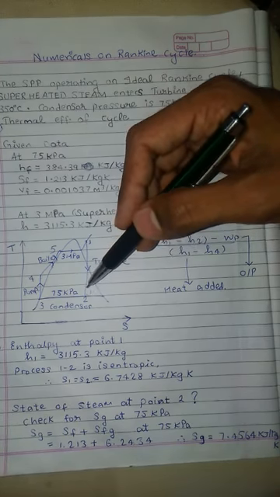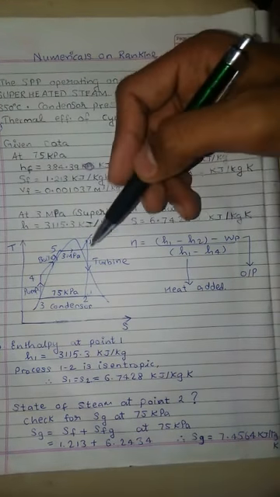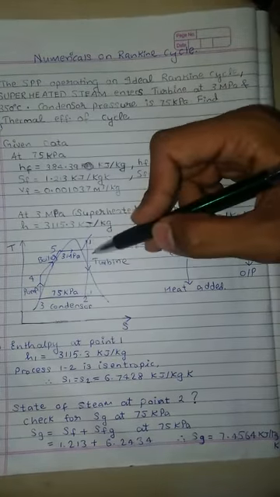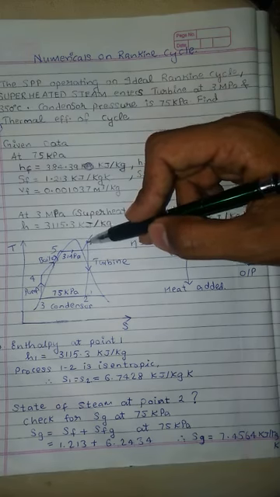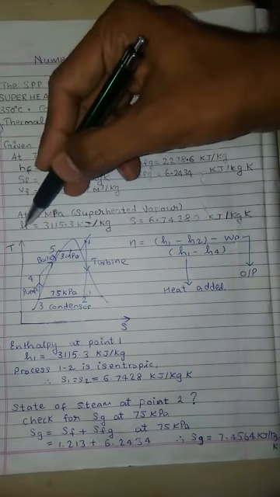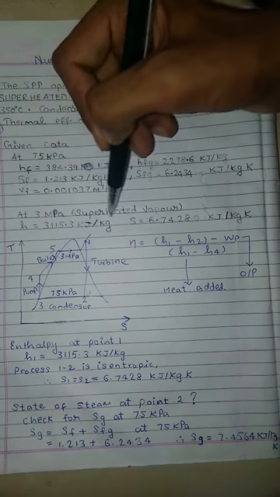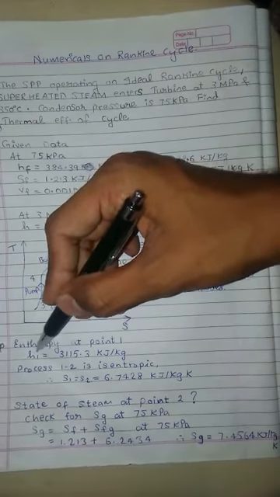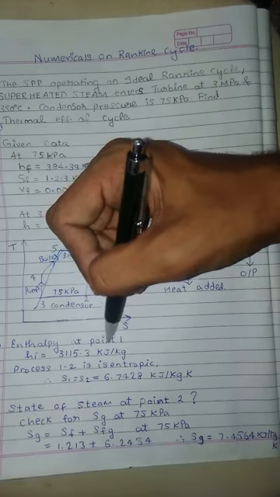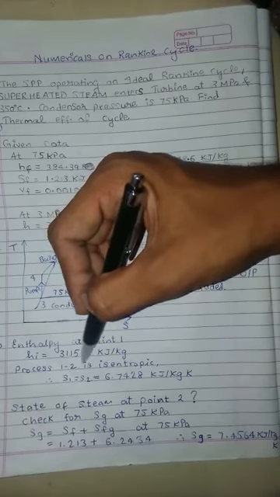We will see it further. Before that, let us find out the enthalpies at point 1. At point 1, as you can see, there is superheated vapor at 3 megapascal pressure. So at 3 megapascal, the enthalpy is directly given as 3115.3 kilojoule per kg. So H1, the specific enthalpy at point 1, is 3115.3.